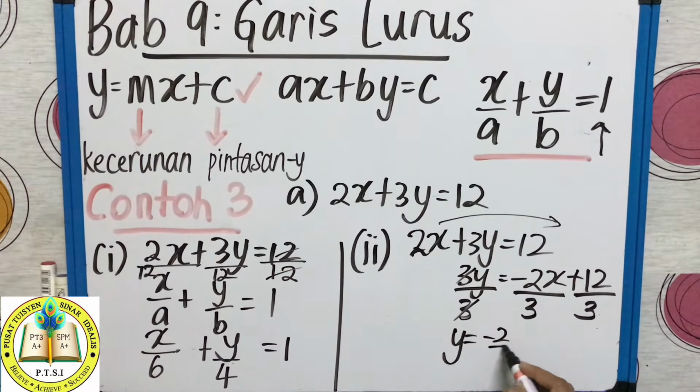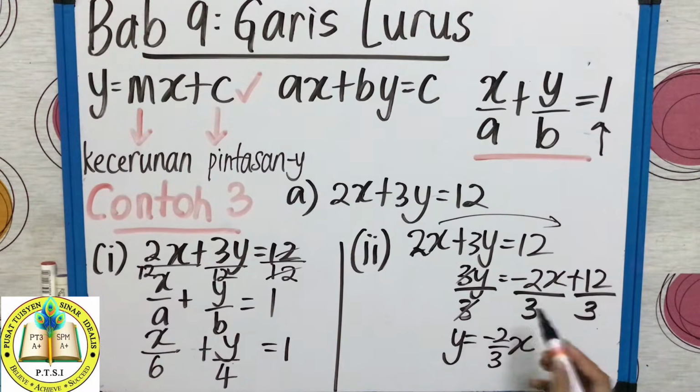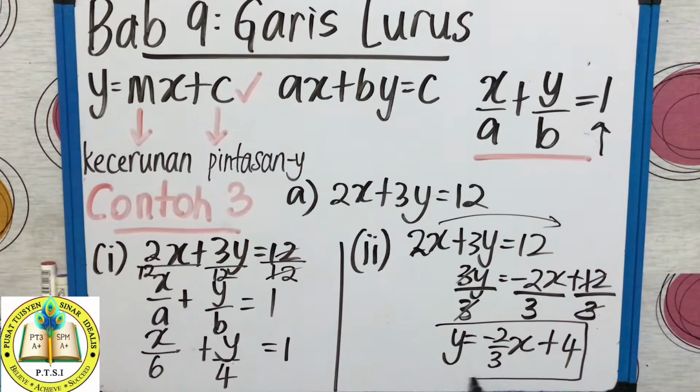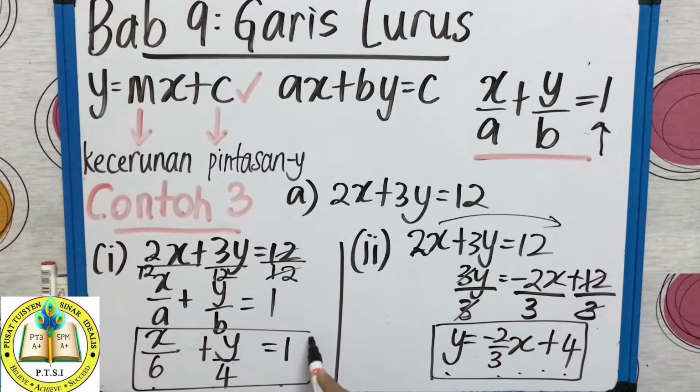And this one negative 2 over 3x. Tak boleh potong lah. Plus 12 and 3 you can cut, right? You will get 4. Can you all see clearly? This is bentuk pertama, y equal mx plus c. Sudah. Yang ini adalah bentuk pecahan, x over a plus y over b equal 1. Sudah. So, this is the two answers.